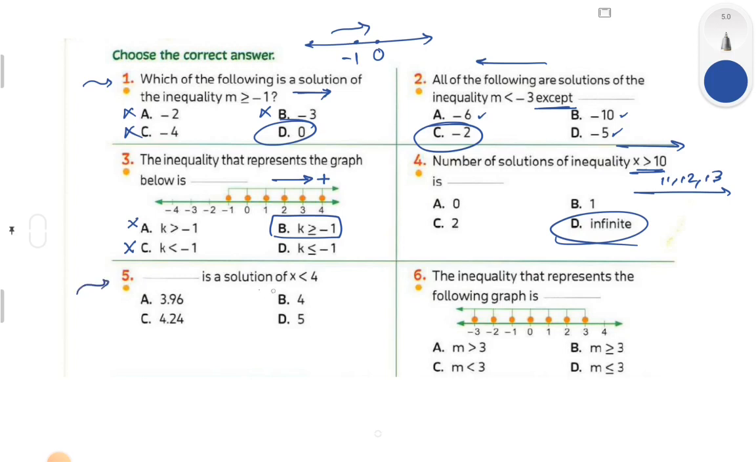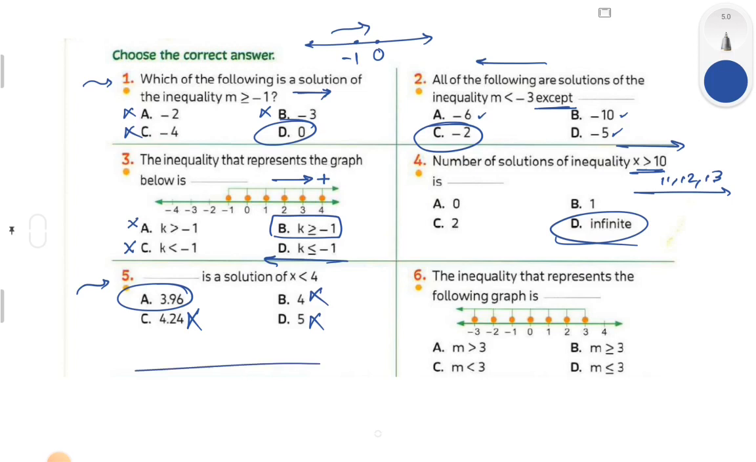Blank is a solution of x less than 4. Less than 4, let's go to the left. Okay? Less than 4. Is 4 with us? No. 5 is to the right. 4 point any number, go to the right. But 3.96 is before 4, it's on the left of 4.